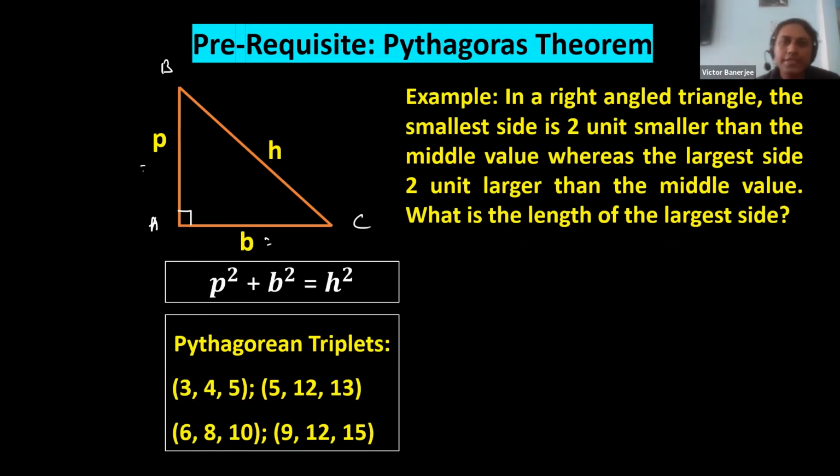The question says in a right angle triangle, the smallest side is 2 units smaller than the middle value, whereas the largest side is 2 units larger than the middle value. What is the length of the largest side? Vishaka has given already some answer.